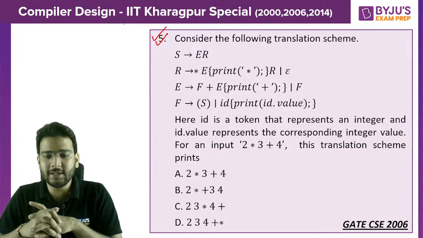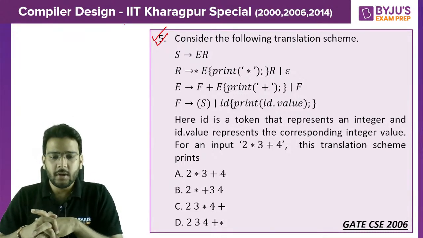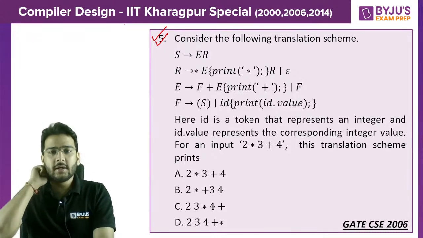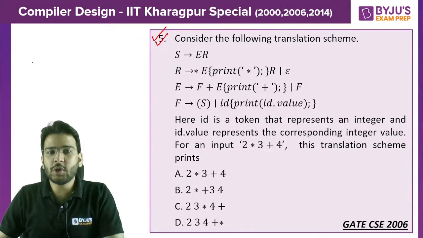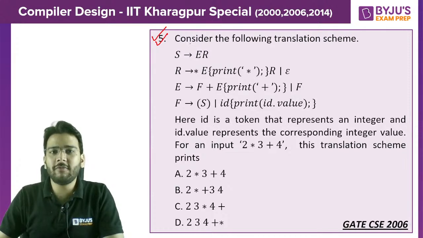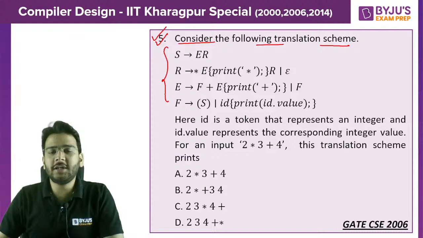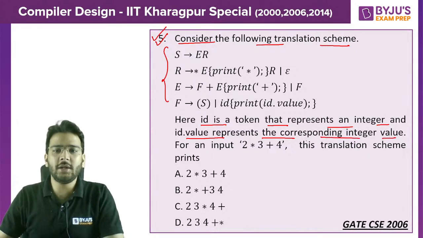Utkarsh is saying D is the correct answer. Okay, Raja is also saying D is the correct answer. Anyone else? Kiran is also saying D is the correct answer. So let's solve it now. Consider the following translation scheme. This is the SDT given to you. Here ID is a token that represents an integer. ID.value represents the corresponding integer value.